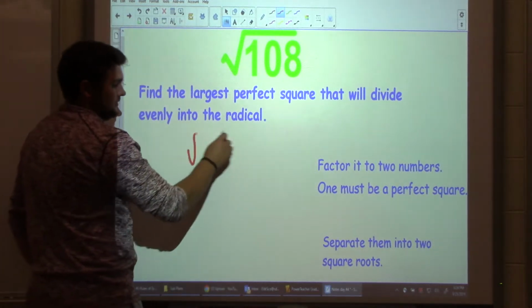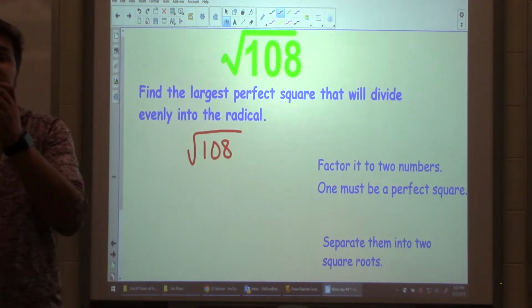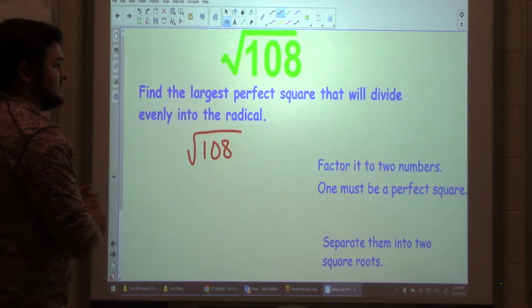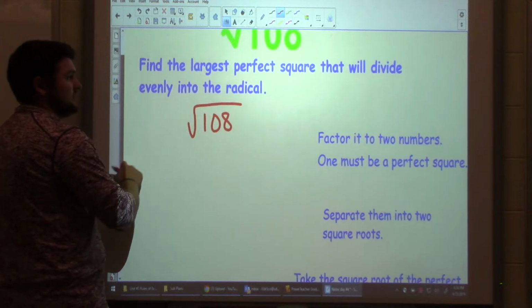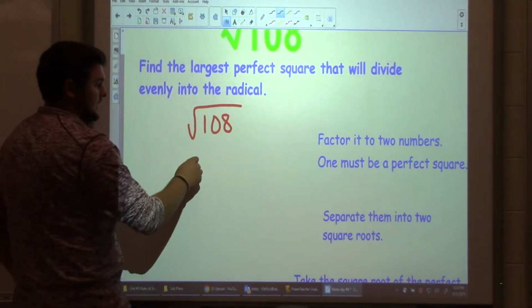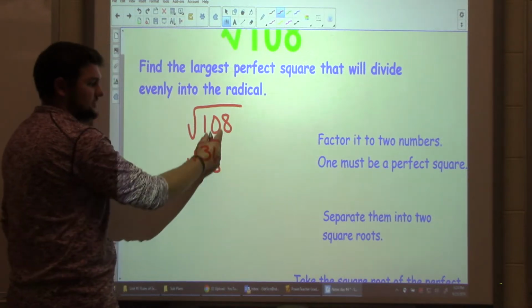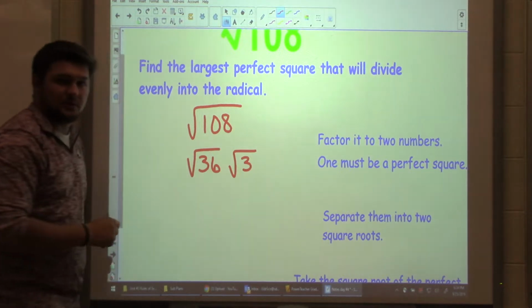What we're going to do is we're going to try to find the biggest perfect square that's a factor of 108. Well, let's think about it. What's the biggest perfect square that's a factor of 108? Well, in this case, it's going to be 36. So using that product property, I'm going to break it down into the square root of 36. And I know 36 times 3 gets me to 108. So the square root of 36 times the square root of 3.